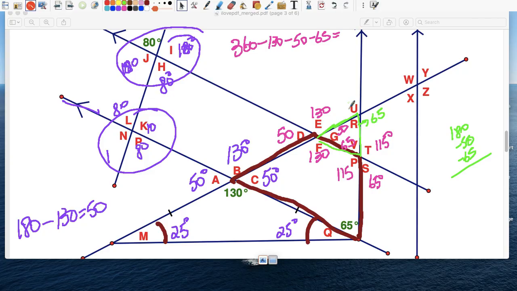If angle R is 65, can we find U? It's a straight line, right? If it's a straight line, these are supplementary right here. Angle R plus U should equal 180. If one of them is 65, the other one is 115.